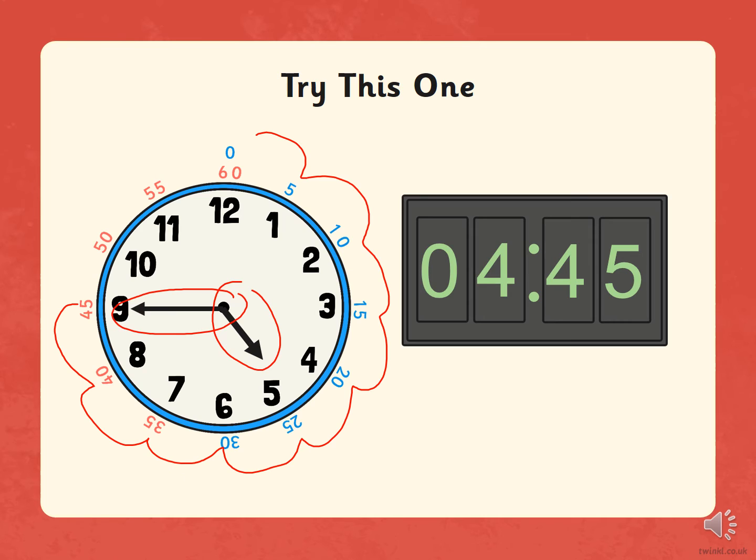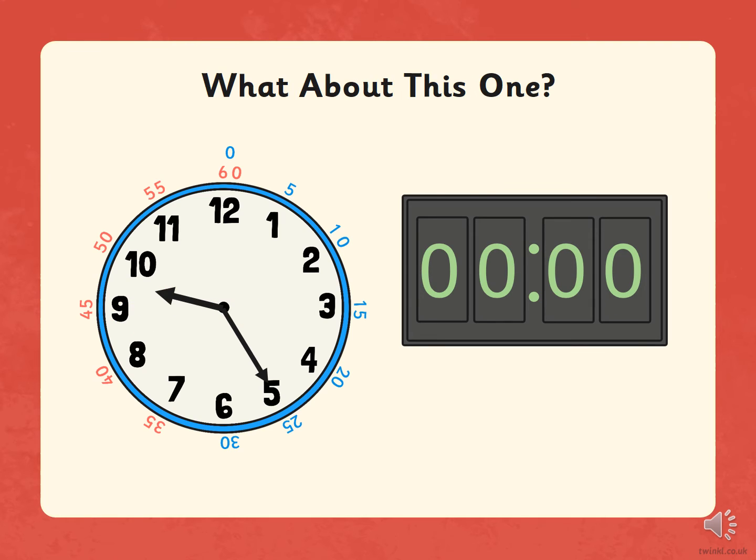One of the biggest differences between reading an analogue clock or a digital clock is that we don't use our "to" and our "past" particularly. We say the hour and we say the number of minutes that have gone past. So rather than saying "quarter to 5", we would say 4:45.